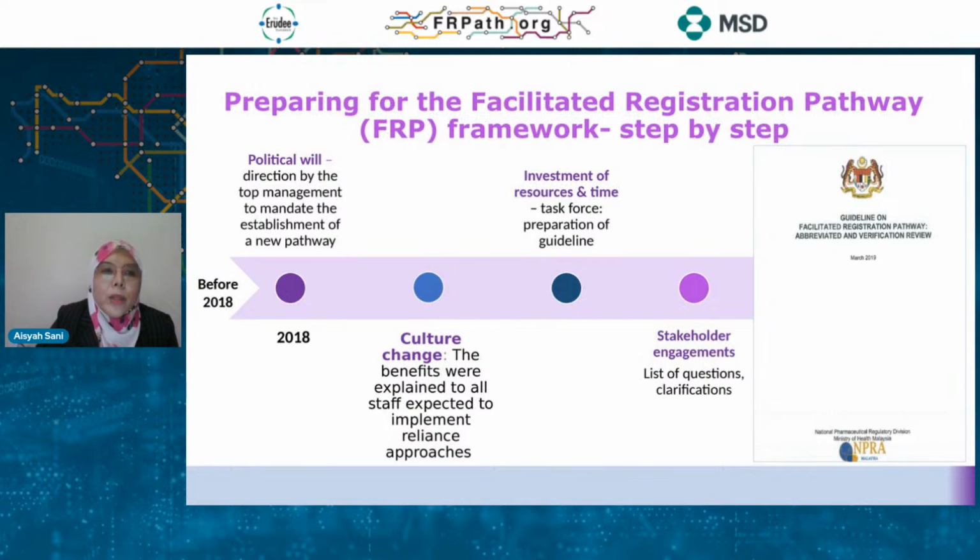And from that, based on the outcome of the stakeholder engagement, we finalized and endorsed the FRP guideline in 2019. So this FRP guideline acts as a key enabler for the implementation of reliance. But for a start, at that time, we were limited to two reference agencies, which are EMA and US FDA, and the product scope was only limited to biologics and new chemical entities.